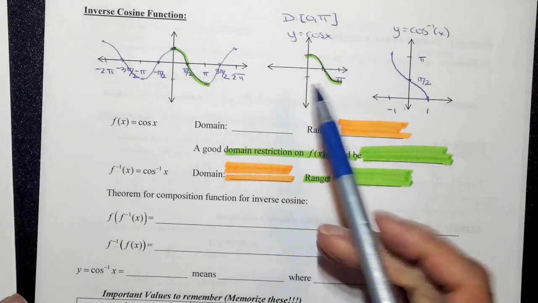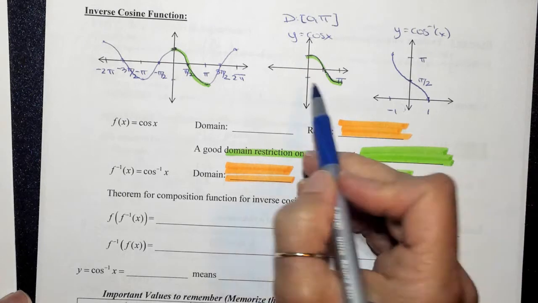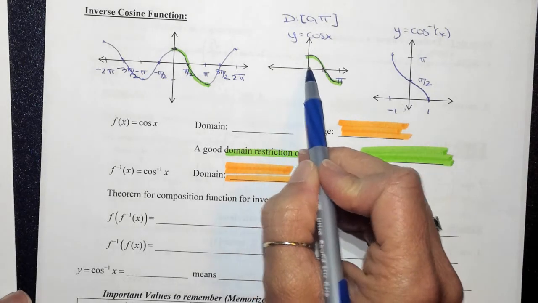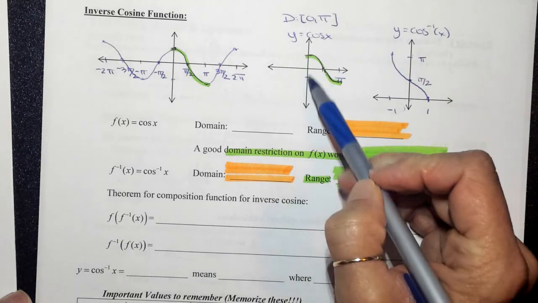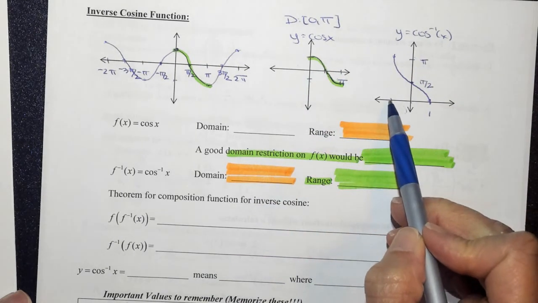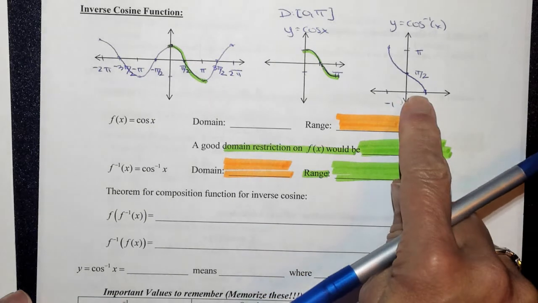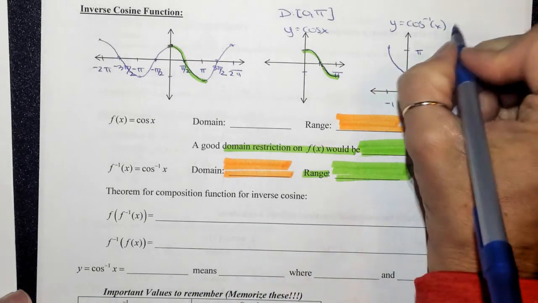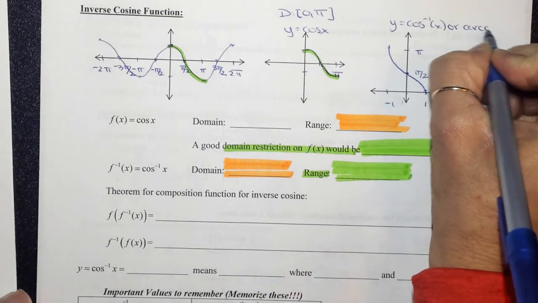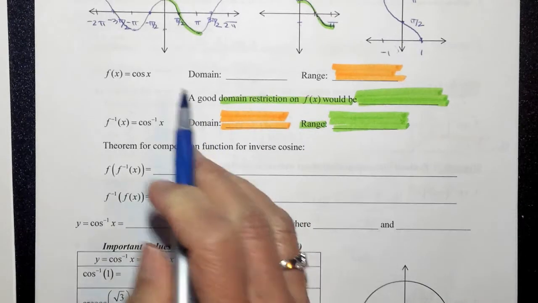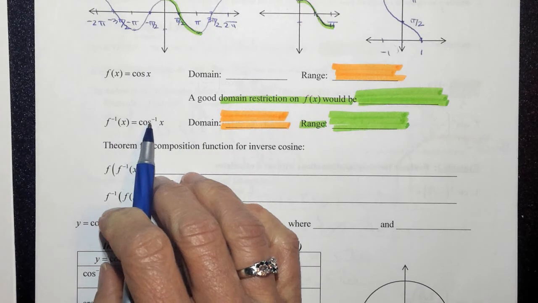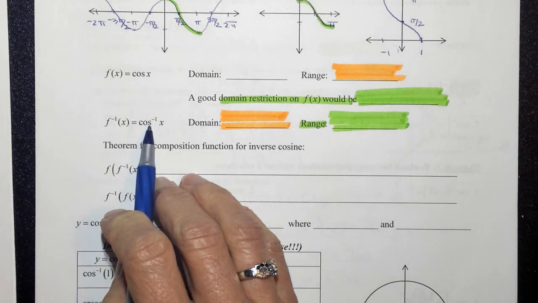So what that means is instead of going from 0 to pi for x, this becomes 0 to pi for y, and from -1 to 1, and now our x values are -1 to 1. So this is now the inverse, okay, or the arc cosine. So again, what we have to look at are the domain restrictions for the original and what happens when we have our restrictions for the inverse.